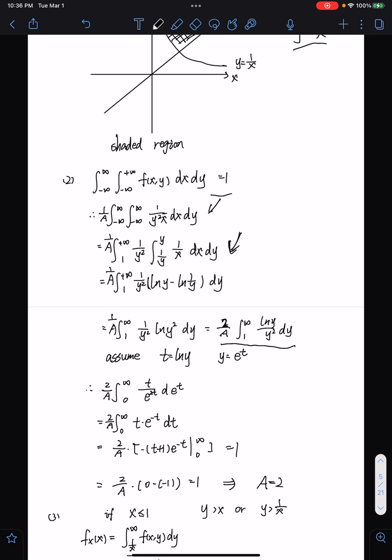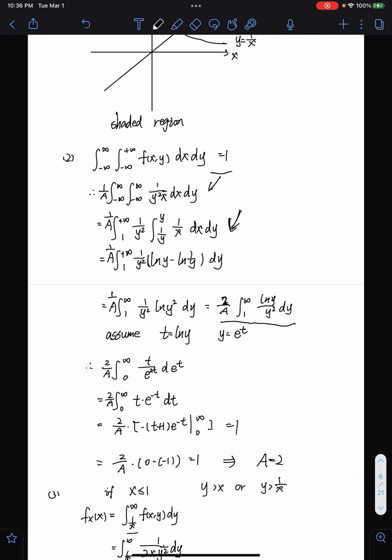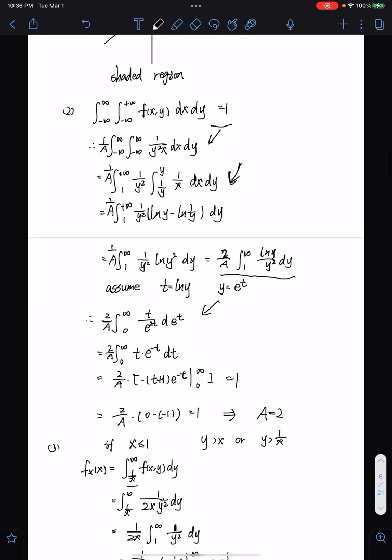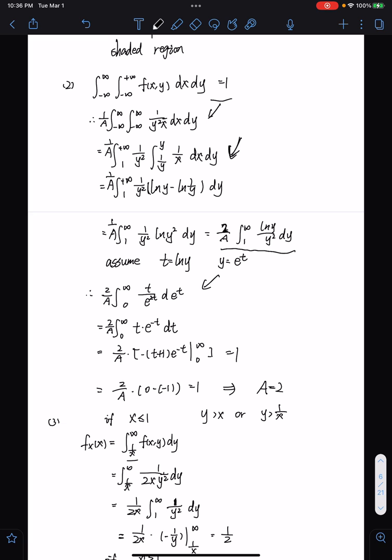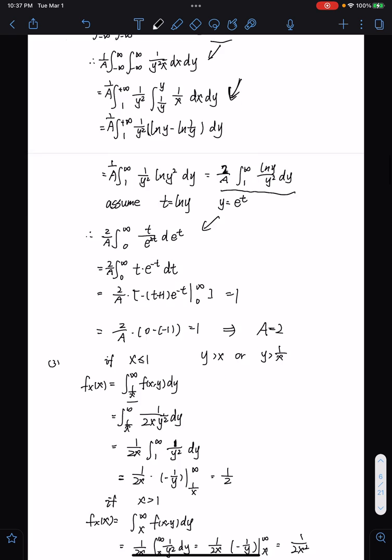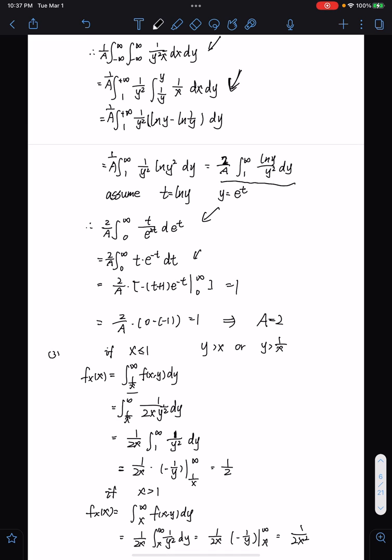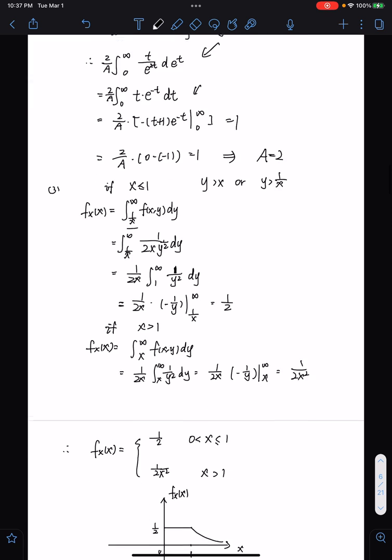In order to solve the integral of ln y over y squared dy, we need to do some tricks. First, we let t equal ln y, so that y will equal e to the power of t. And we can rewrite this integral with parameter t. So this will be easy to solve, and the final result is a equals 2.